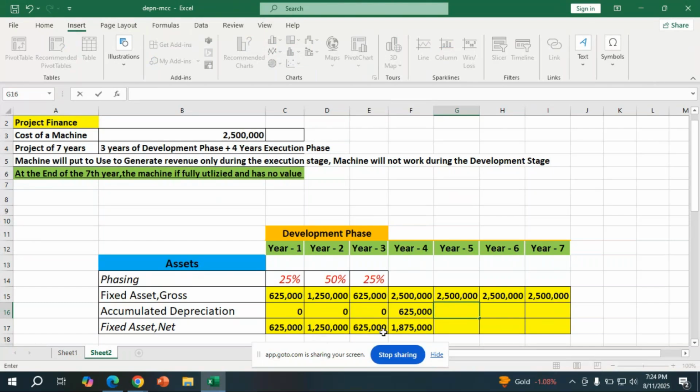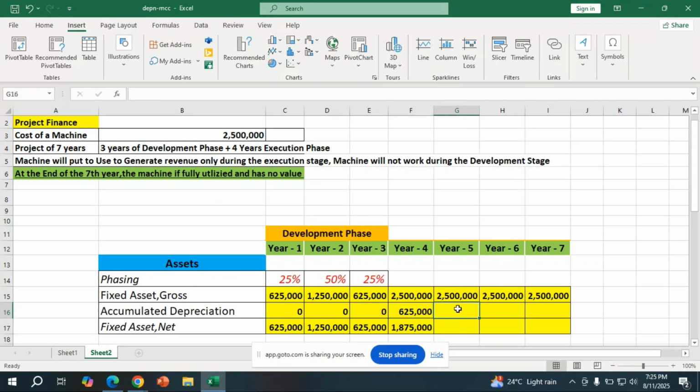Now see, year 4, year 5, year 6 and year 7. These 4 years are the period where depreciation has to be calculated. For year 4, we have to calculate the accumulated depreciation. Accumulated depreciation means year 3 depreciation plus year 4's depreciation. Year 3 is 0. 0 plus year 4's value, 25 lakh divided by a period of 4 years, so we have got 6 lakh 25. What is the net value of the asset? 25 lakh minus 6 lakh 25, which gives 18 lakh 75,000.